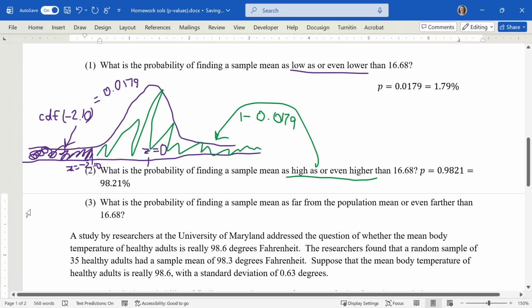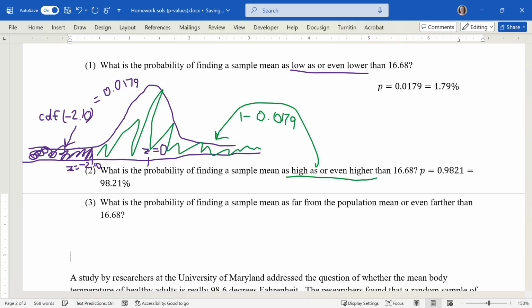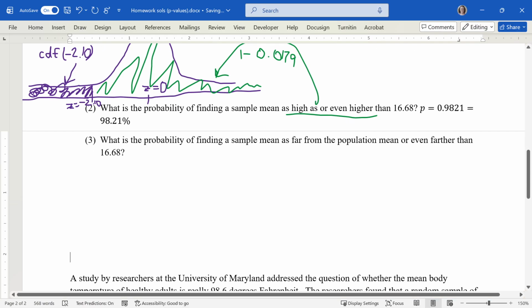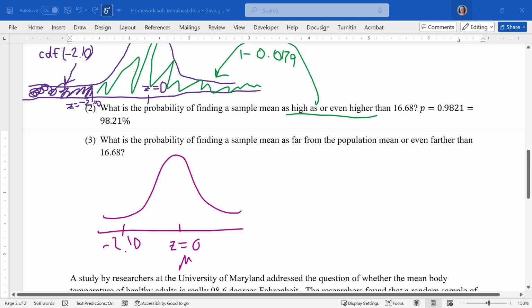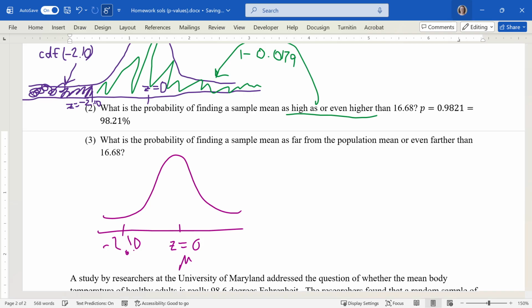And then we can lastly do this question of what is the probability of finding a sample mean as far from the population mean or even farther. So let me draw you a picture to explain this. Maybe I'll just pause while I draw. Okay, so here is basically the picture that we have. This is my very rough thumb drawing, sorry about it. So this is negative 2.10. This is our z-score for our sample mean over here. Now I want to know the probability of finding a sample mean with a z-score as low as this, as far as this or farther from the population mean.